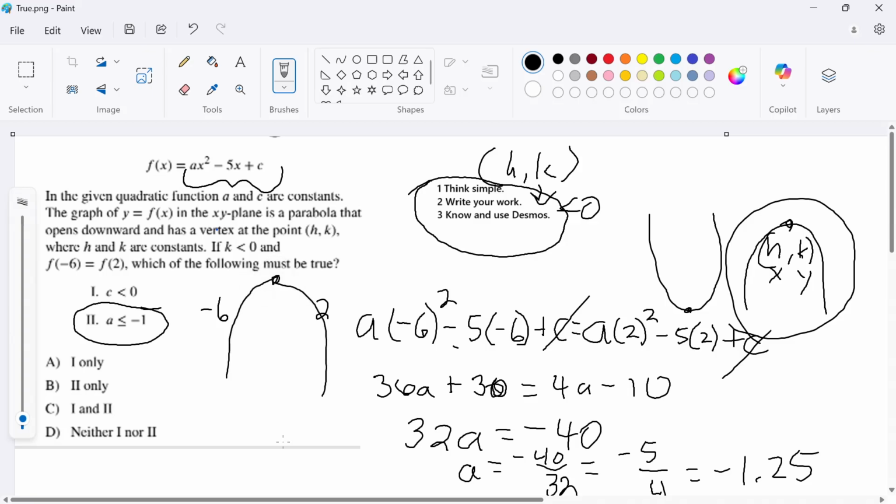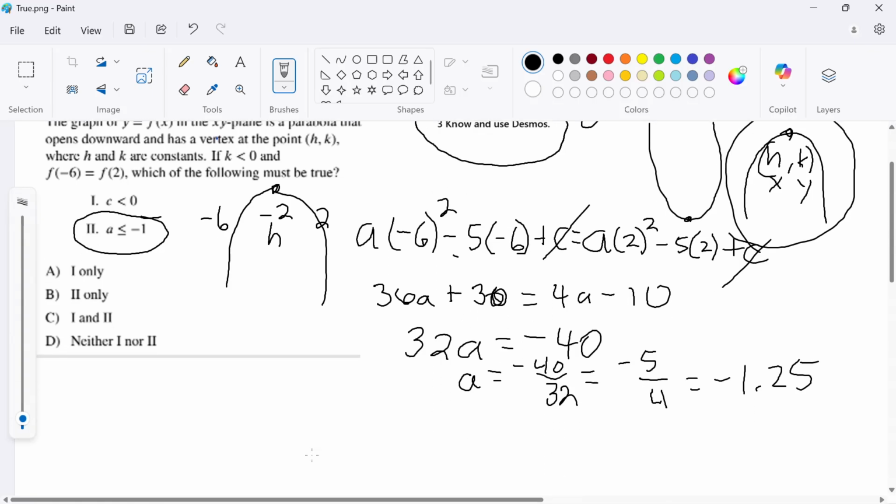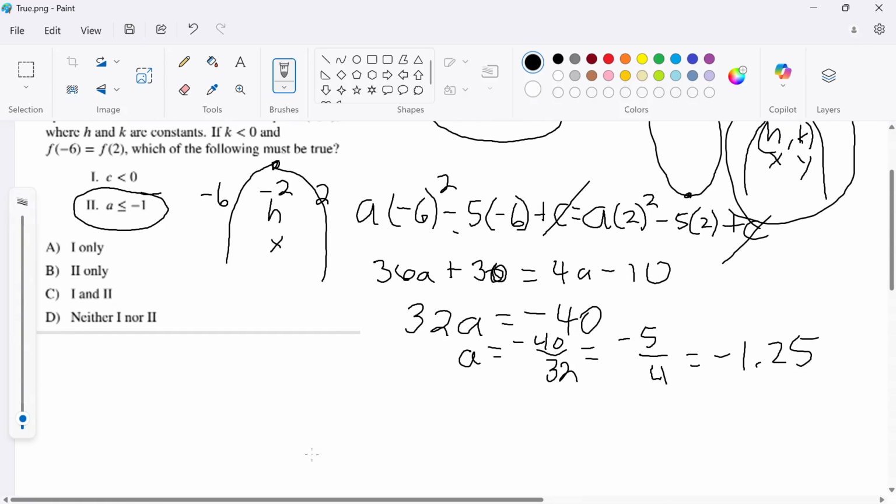And let's check it out. Negative 6 minus 2 is negative 8. Never mind. Negative 6 plus 2 is negative 4. Divide that by 2. So add them, divide by 2. Negative 6 plus 2 is negative 4. Divided by 2 is negative 2. That's the h value of the vertex. So now I have the x value of the vertex.